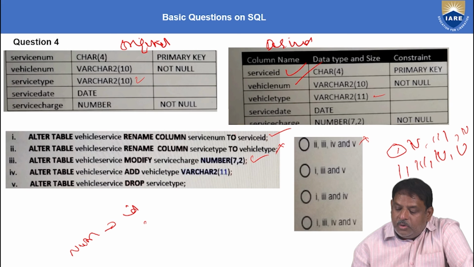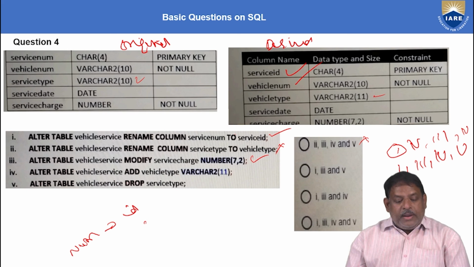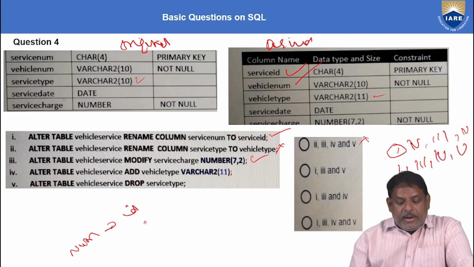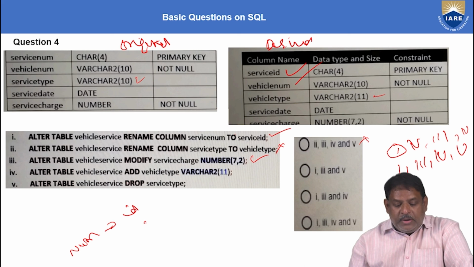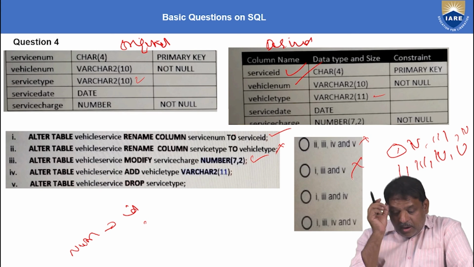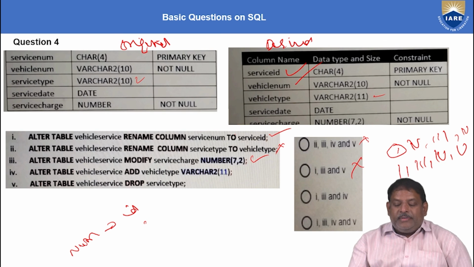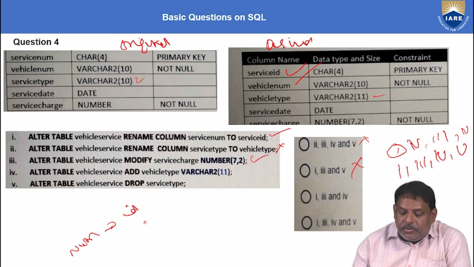Where is 4? What is the fourth statement? Vehicle type is made varchar 2 of 11. Here we don't have vehicle type, so we need to add it. So 4 should be there, and as 4 is not here, this is also a wrong answer. Now we are left with 2 answers only.